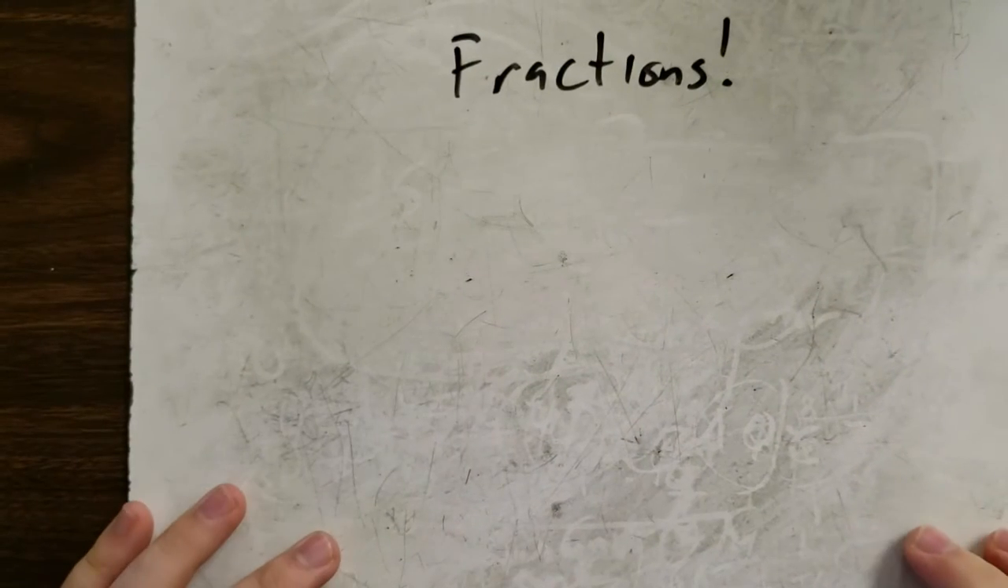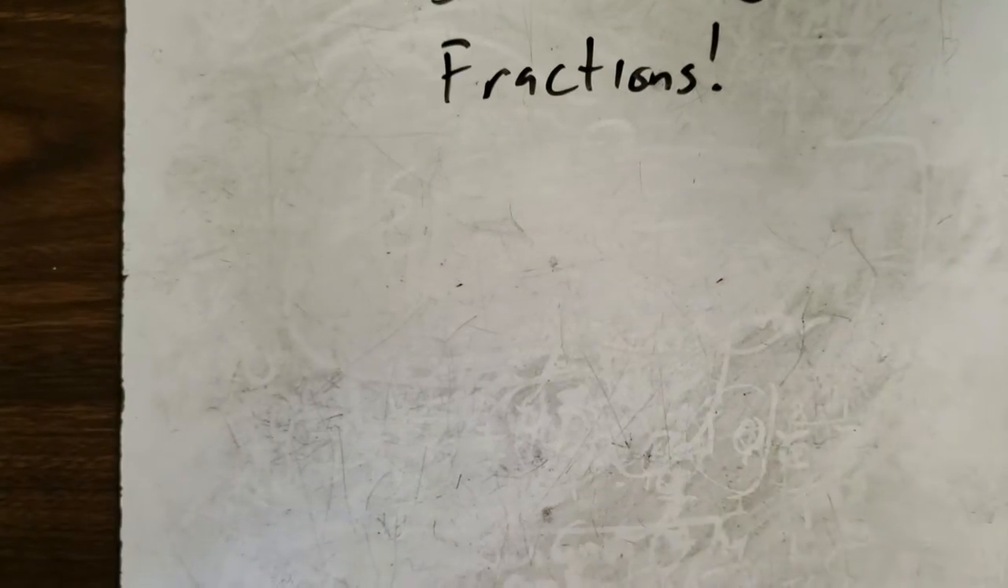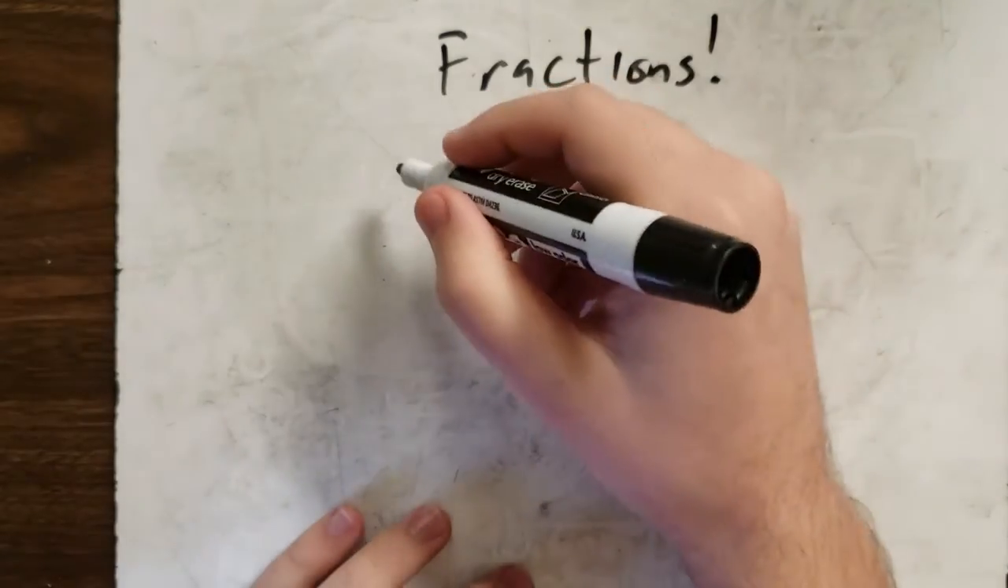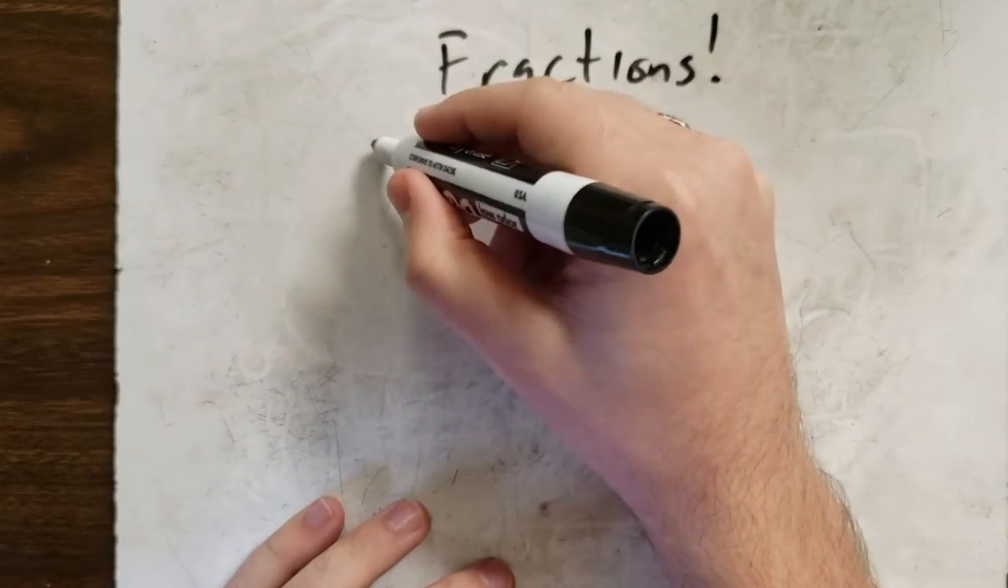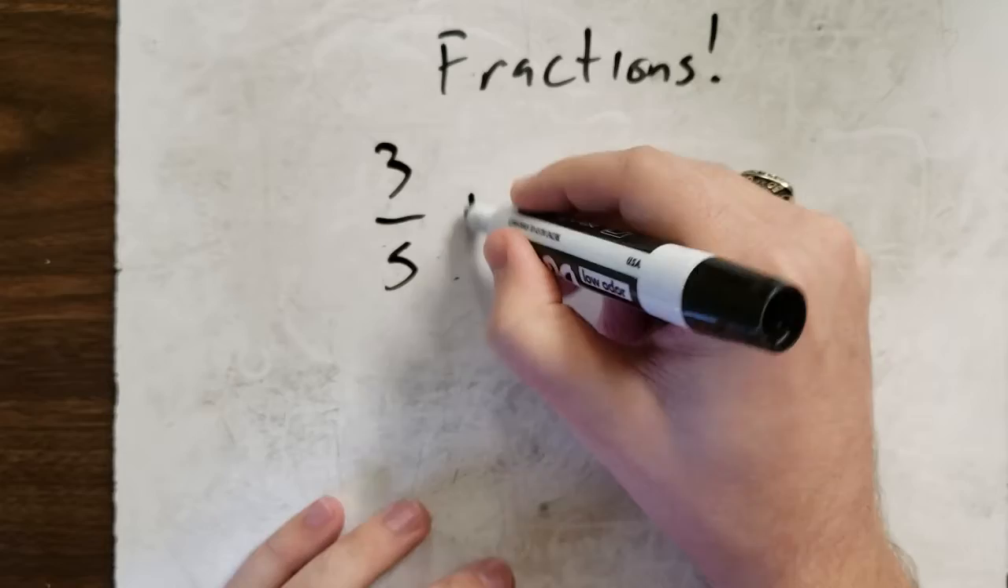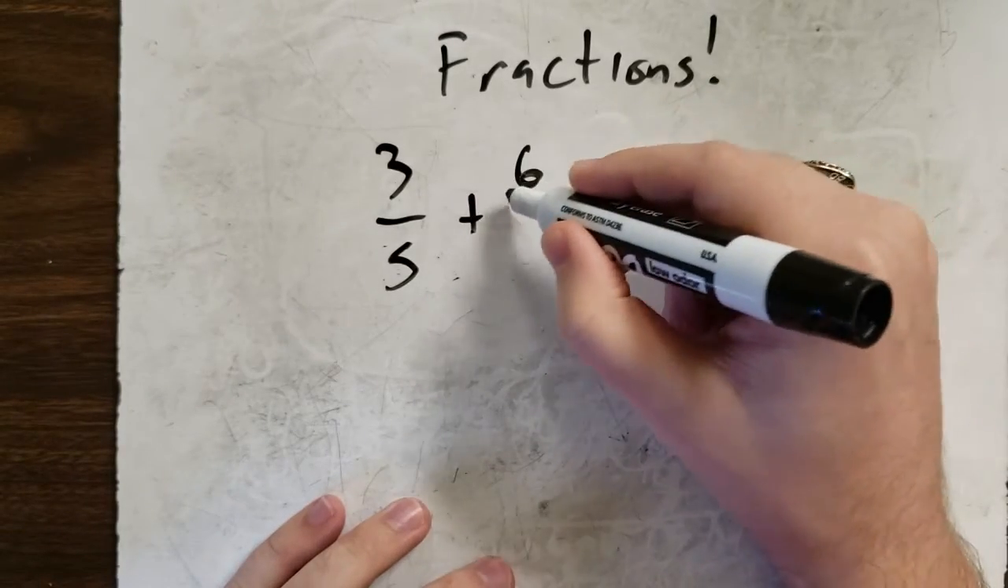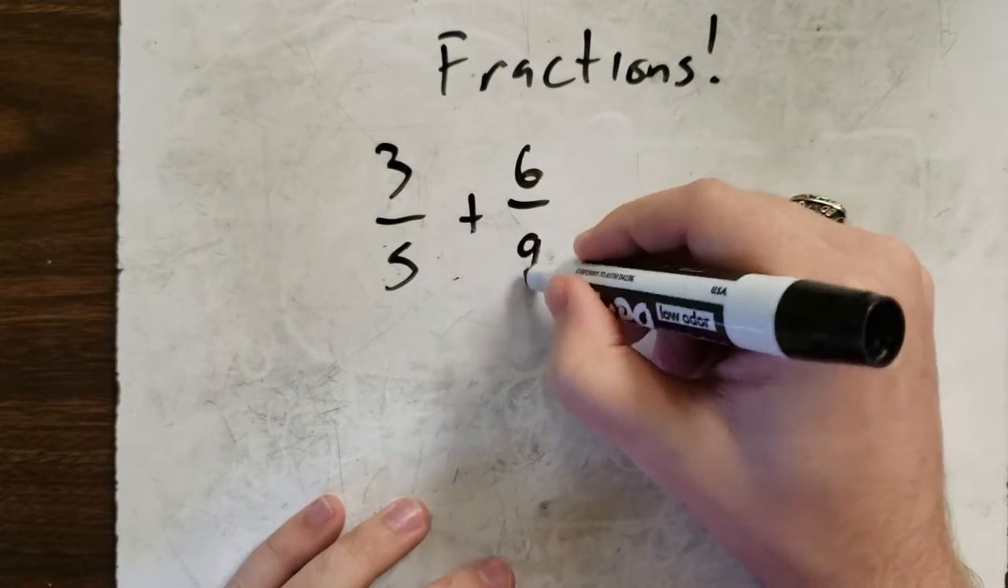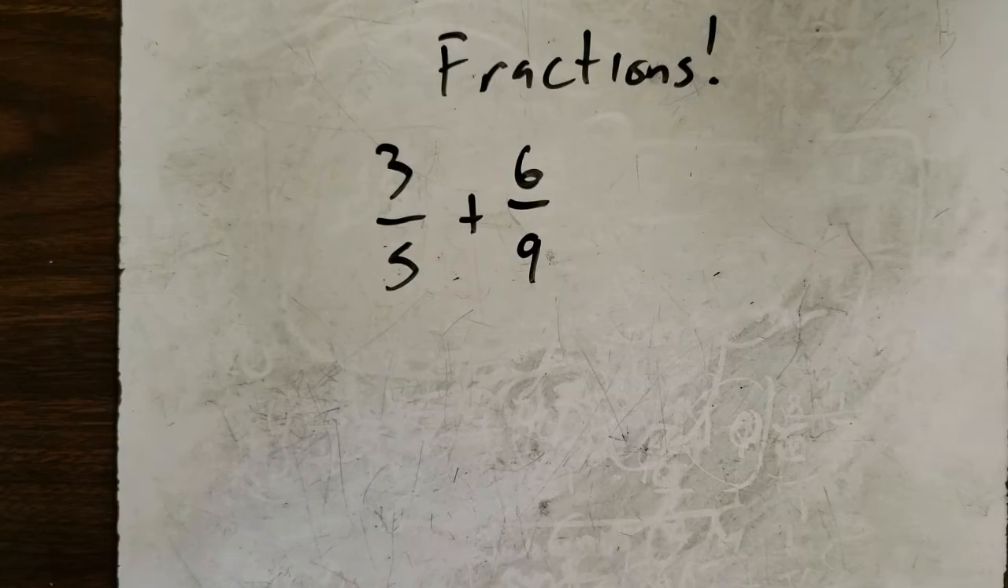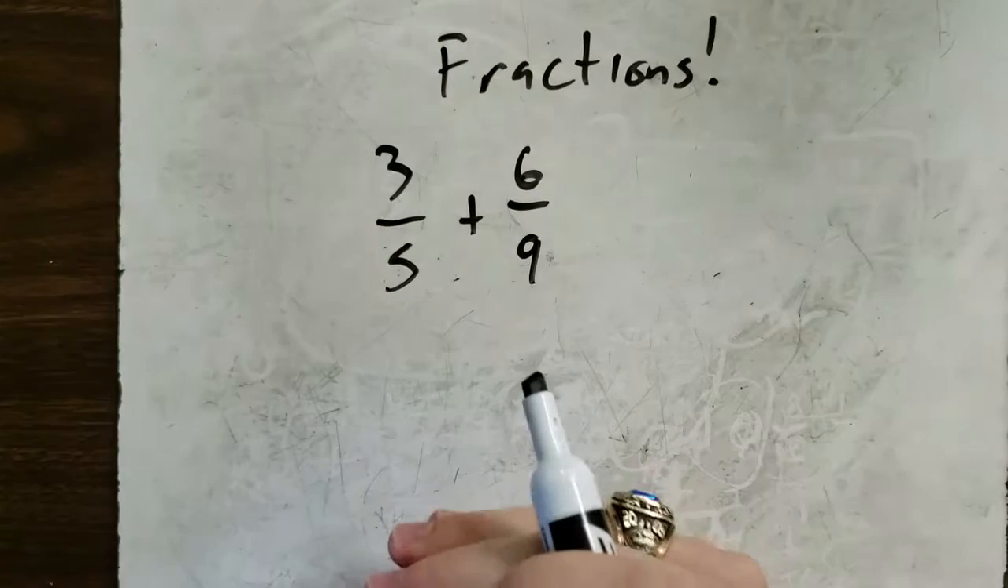Now comes the fun part, where you all freak out. But it's okay. It's not going to be that bad. Let's change up our denominators. 3/5 plus 6/9. Oh no, it's different. What are we going to do now? Trust in me. Trust in me.